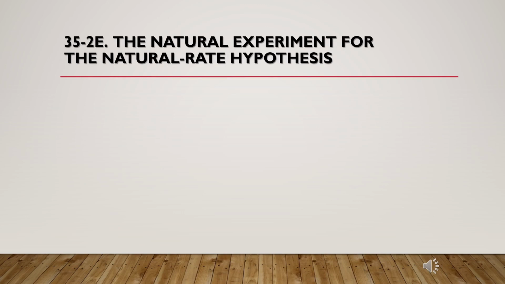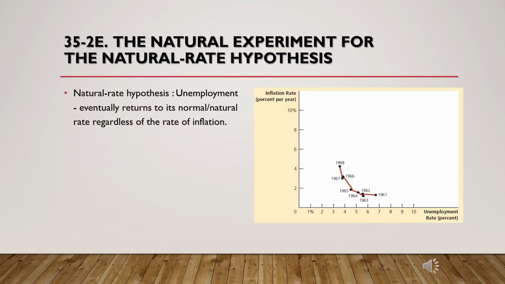We know that policymakers try to take advantage of the Phillips curve by choosing higher inflation to reduce unemployment, and they will succeed at reducing unemployment only for the short run. This view that unemployment eventually returns to its natural rate regardless of the rate of inflation is called the natural rate hypothesis. A few years after this hypothesis was proposed, monetary and fiscal policymakers created a natural experiment to test it.